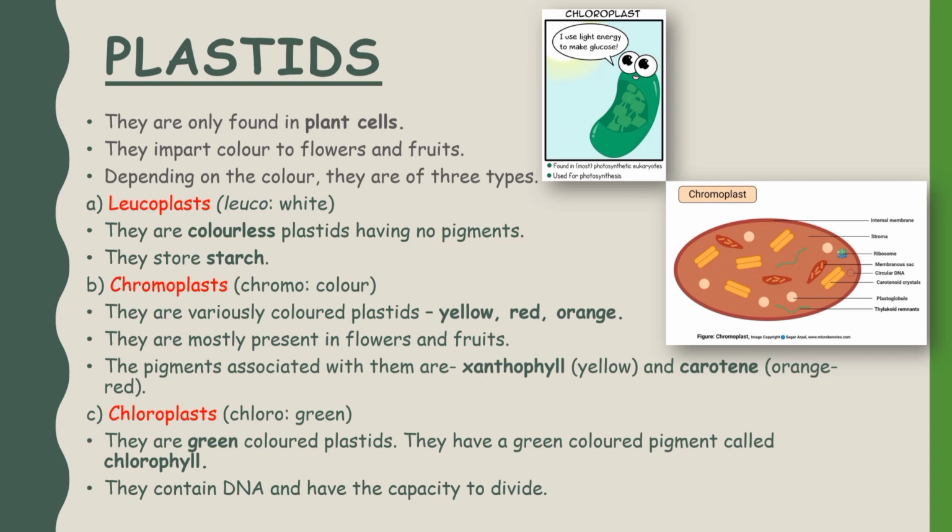Then comes the chromoplasts. They contain various colors like yellow, orange and red, and they are mostly found in flowers and fruit. The yellow colored pigment is known as xanthophyll and the orange-red pigment is called carotene. The third one is the chloroplasts. The chloroplasts are green-colored plastids containing a pigment called chlorophyll, which helps in photosynthesis. The chloroplasts contain DNA and have the capacity to divide.